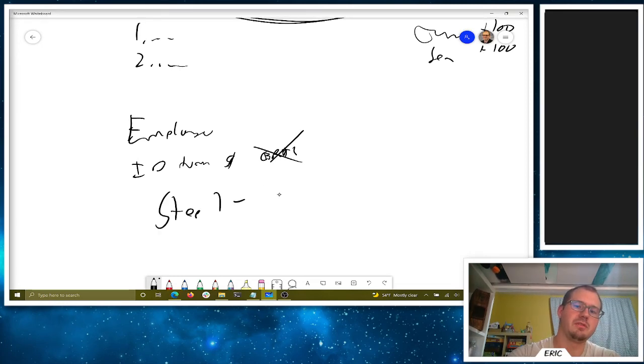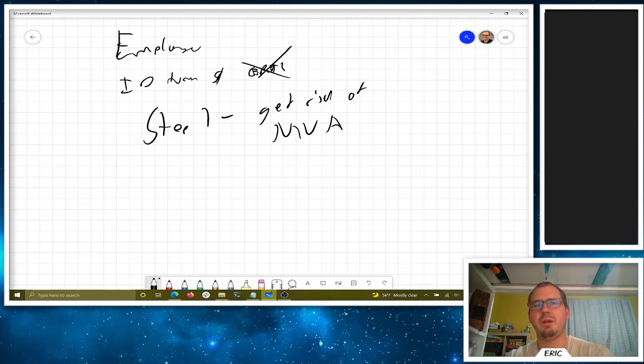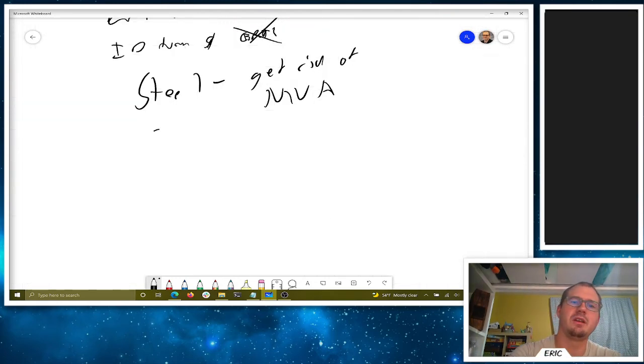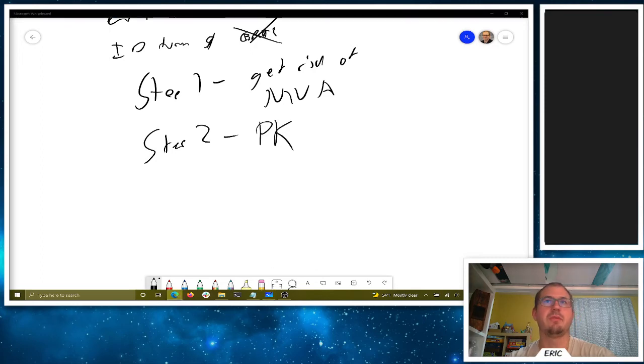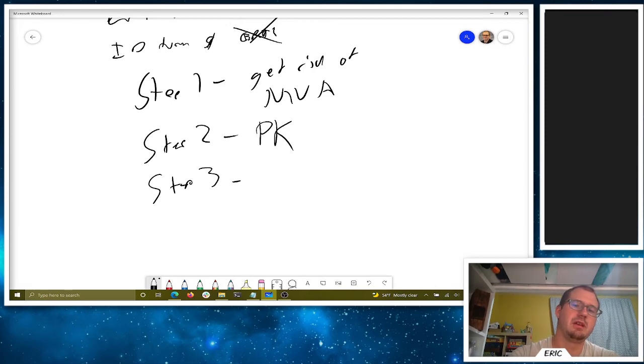So step one is get rid of the multi-valued attributes, MVA. Step two is finding the primary key. What field or fields, and you could have a composite key, will uniquely identify this given row in the table. If we can do that, great, we've got our primary key. Then our third step is to identify those dependencies.